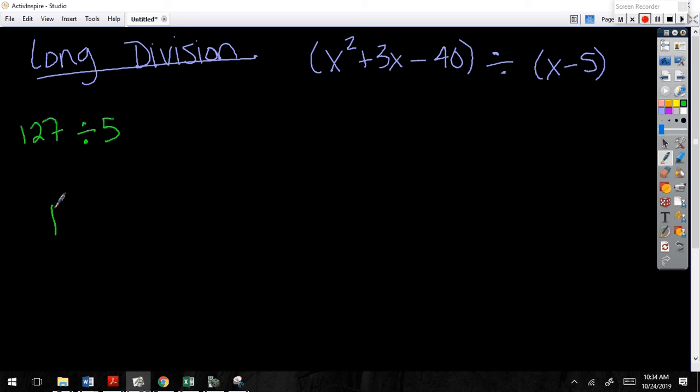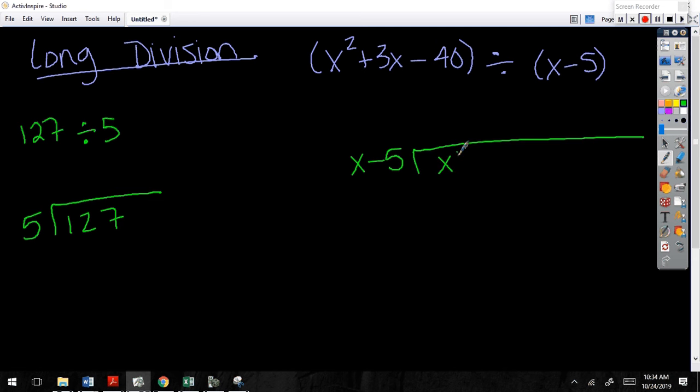127 is on the inside of your little house, 5 is on the outside, right? We all remember that? Same thing over here, okay? X minus 5 is going to be on the outside, and inside my little house is going to be x squared plus 3x minus 40. Now let me give you a warning here, okay? You have to include what we call placeholders.